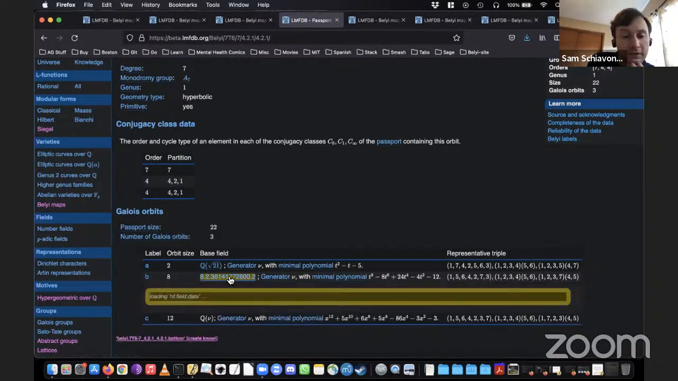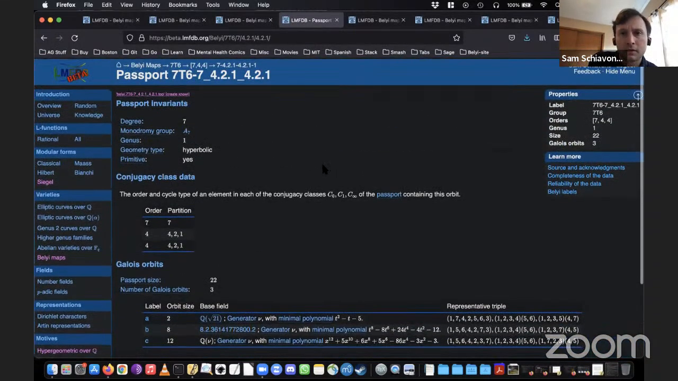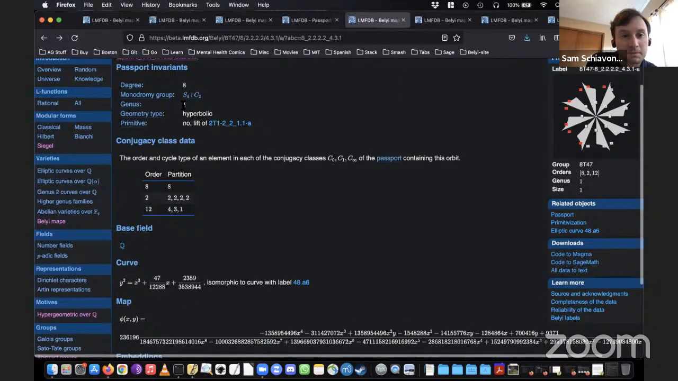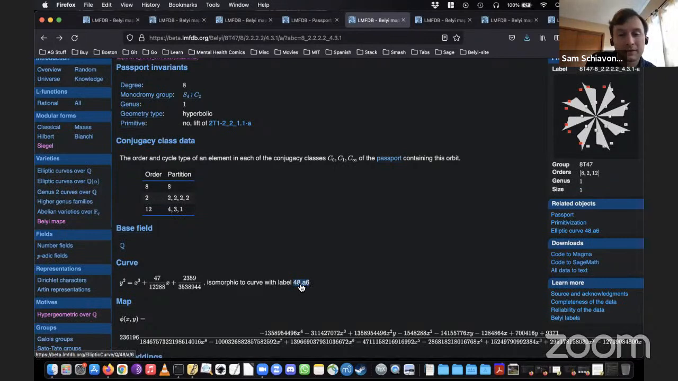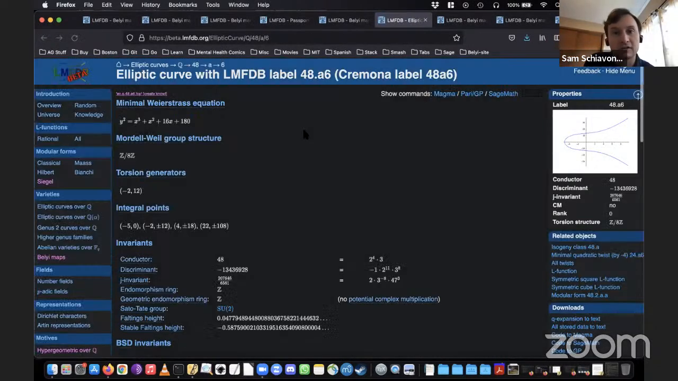You can see there are links to all these number fields, or most of the number fields. This one's too big to be in the LMFDB, but you can also go to the home pages for these number fields, because maybe these are interesting. All right, here's one where the curve is in the LMFDB. It's a genus 1 map of degree 8. If you want to know more about this elliptic curve, you can click on this link, and you'll be directed to this page from the Cremona database of elliptic curves.